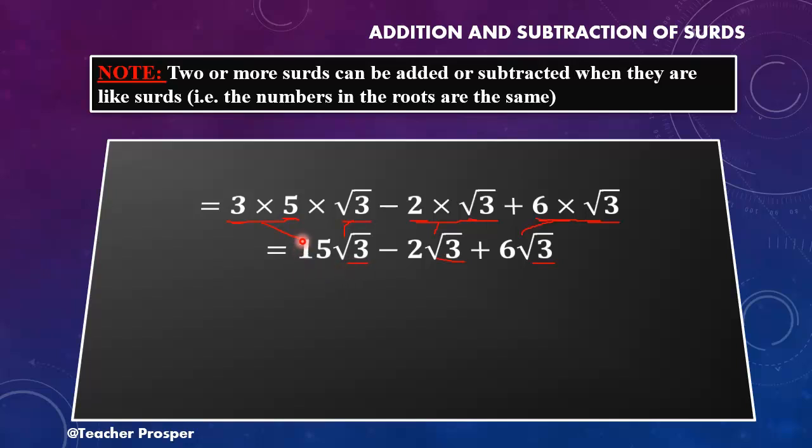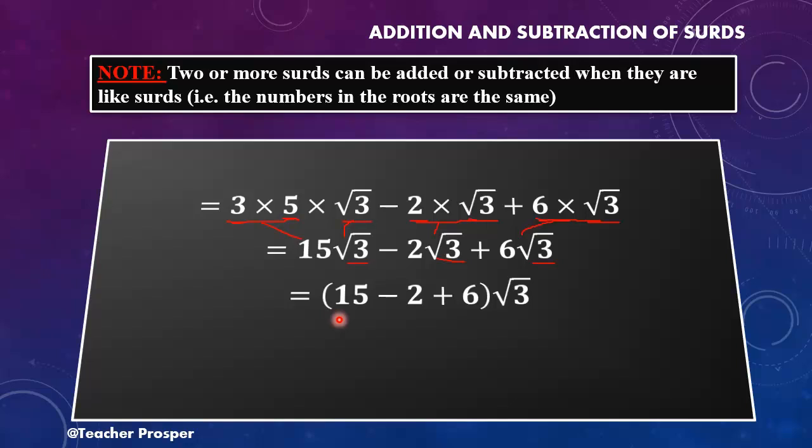So you have 15 square root of 3, 2 square root of 3, and then 6 square root of 3. So square root of 3 is common to all of them. So what we will do is that we will factorize it out. So you have square root of 3 factorized out here. And when root 3 is taken off from here, we'll be left with 15. When root 3 is taken from here, we'll be left with 2. When root 3 is taken from here, we'll be left with 6. So we keep this in brackets, in parentheses.